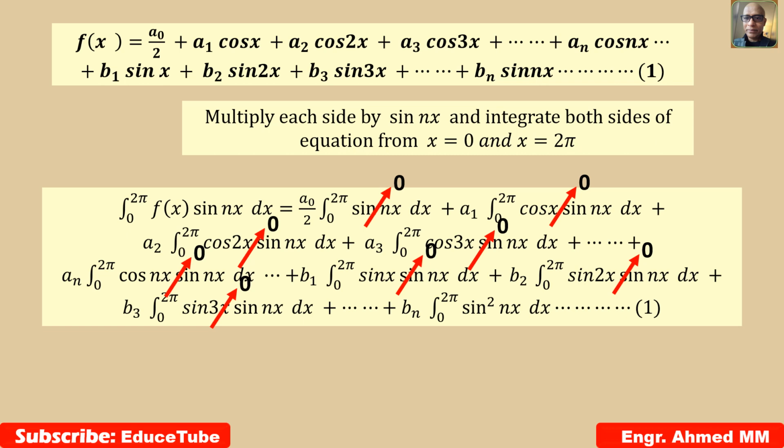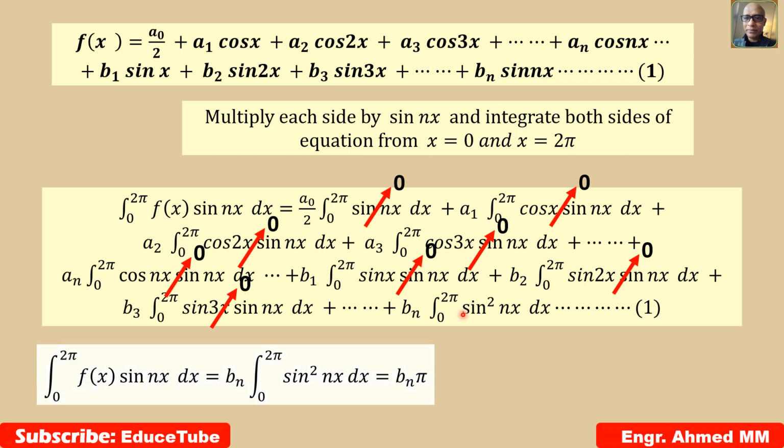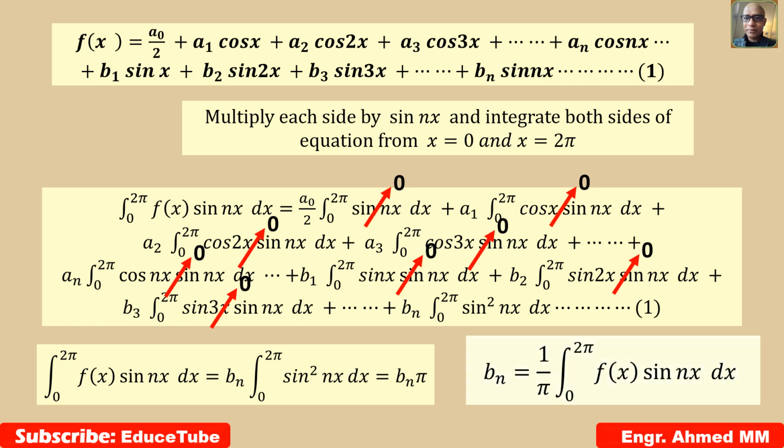So you saw now, only this remains on the left hand side and we have this only on the right hand side. So let's take out these two terms. On the right hand side, doing integration we get bn pi. Transposing, we can write the equation for bn. So we got the equation for bn.